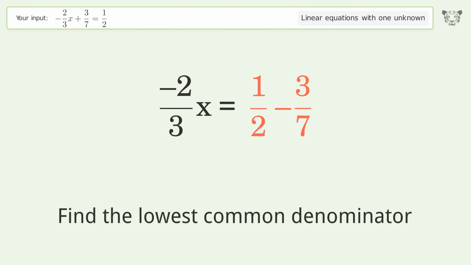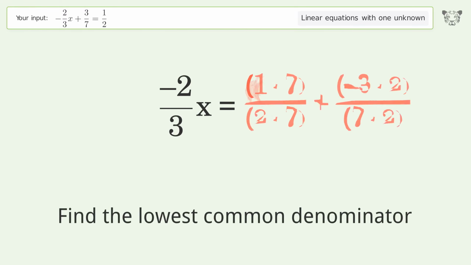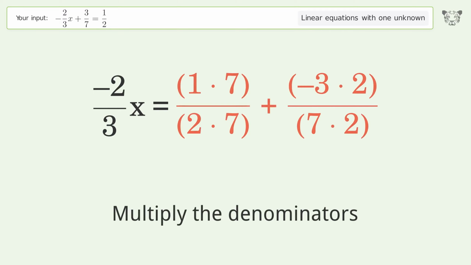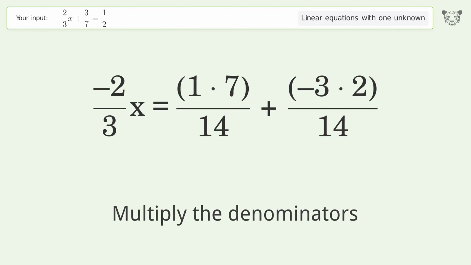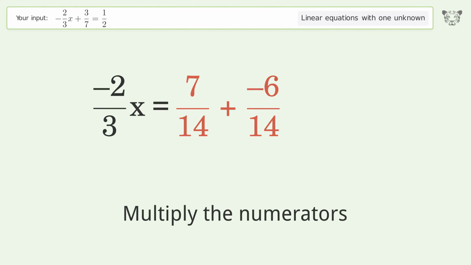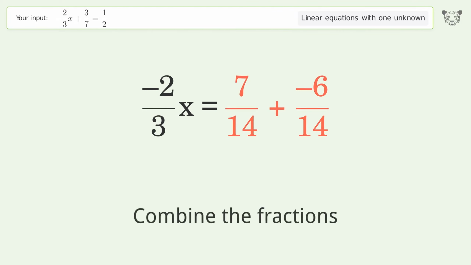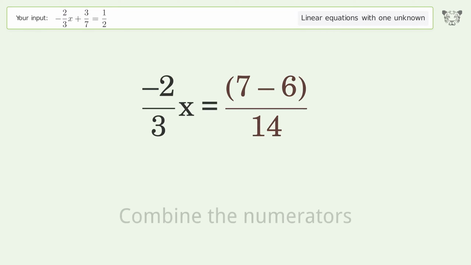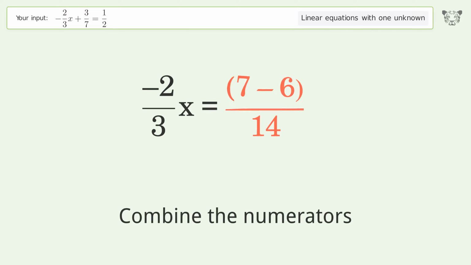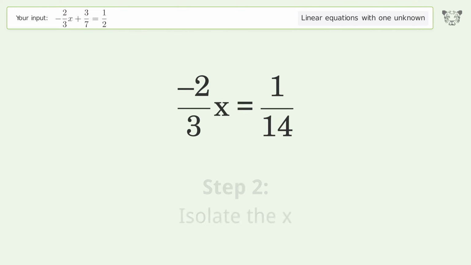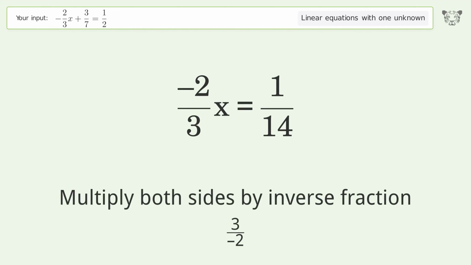Find the lowest common denominator. Multiply the denominators. Multiply the numerators. Combine the fractions. Combine the numerators. Isolate the x. Multiply both sides by inverse fraction 3/2.